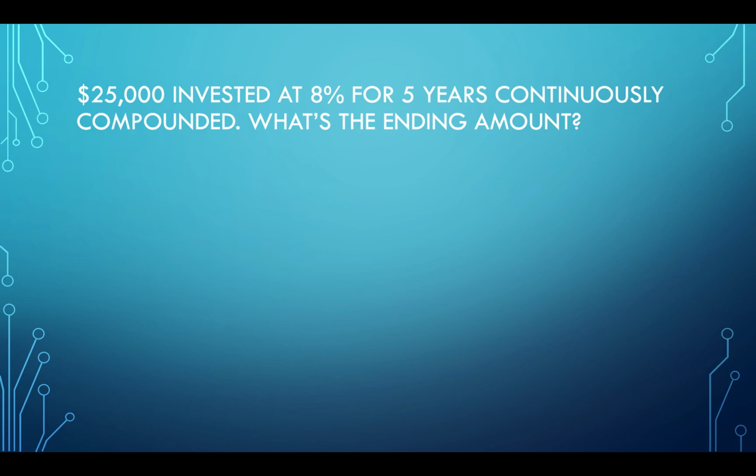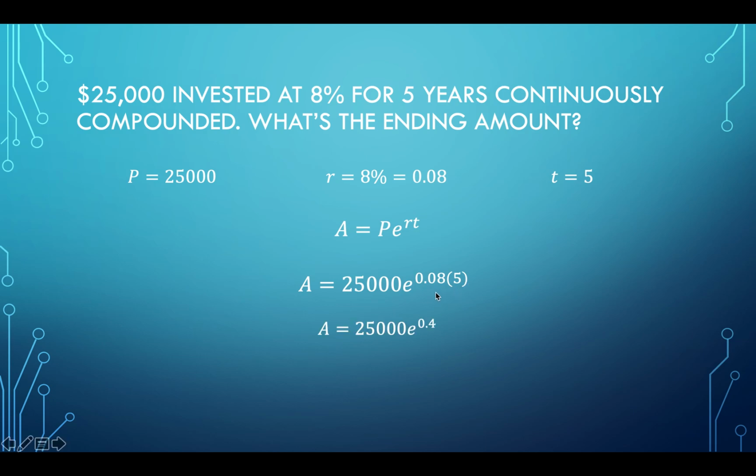So how about now if we invest $25,000? It's invested at 8% for 5 years, continuously compounded. What's the ending amount? Well, our principal is $25,000. Our R is 8%, which is equal to 0.08, and our T, which is our time, is 5 years. So we're going to use the continuously compounding formula and just plug in. P is 25,000, our R is 0.08, and our T is 5. First things first, we multiply 0.08 times 5 and we get 0.4.